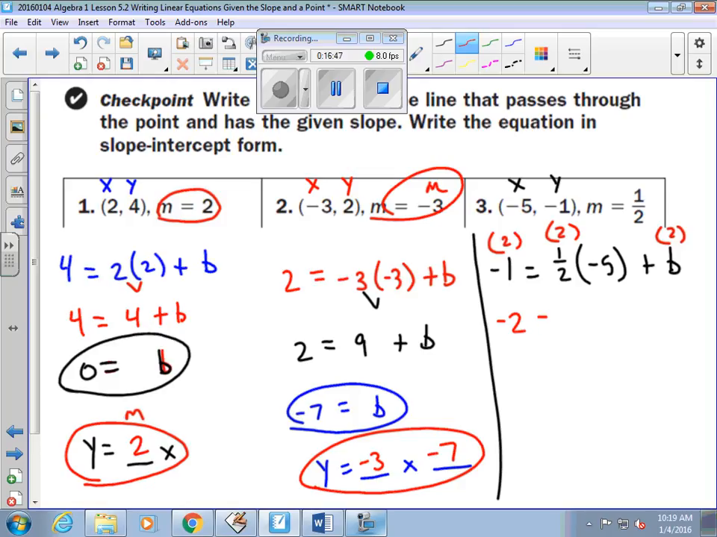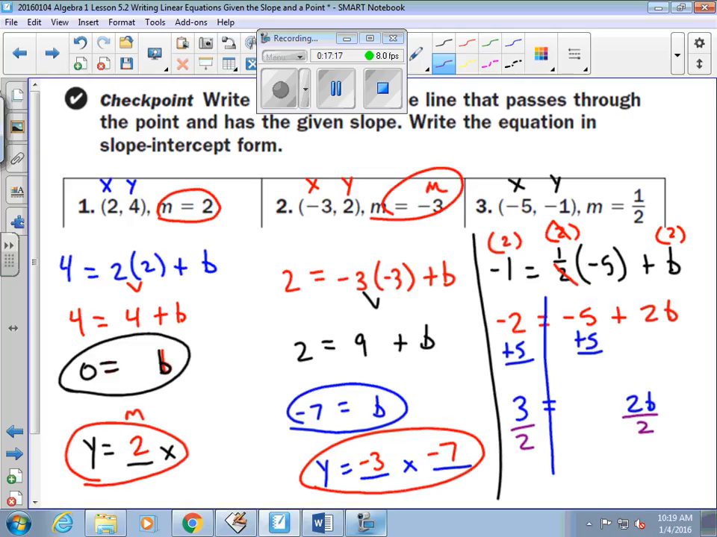Negative 2 equals, this goes away, 1 times negative 5 is negative 5 plus 2 times b. So again, we got bigger numbers, but we're not dealing with fractions anymore. Now you have 2 steps to undo here. Undo minus 5 by adding it to both sides. Negative 2 plus 5 is 3 equals 2b, and then undo 2 times b by dividing by 2 on both sides. So b is equal to 3 over 2.